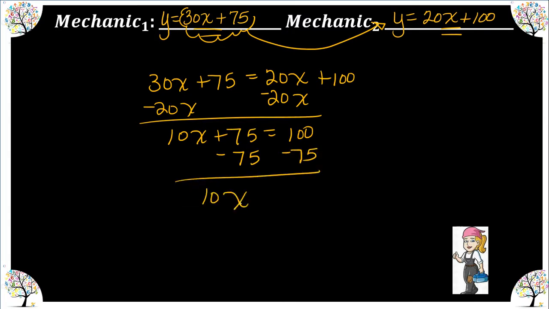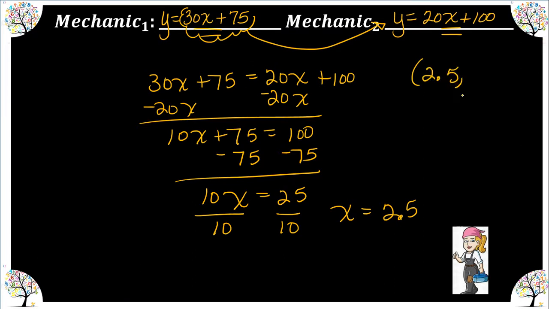And we get 10x equals 25. Now we're going to divide by 10, and x, which is hours, is going to be 2.5. So at 2.5 hours, both mechanics charge the same amount.